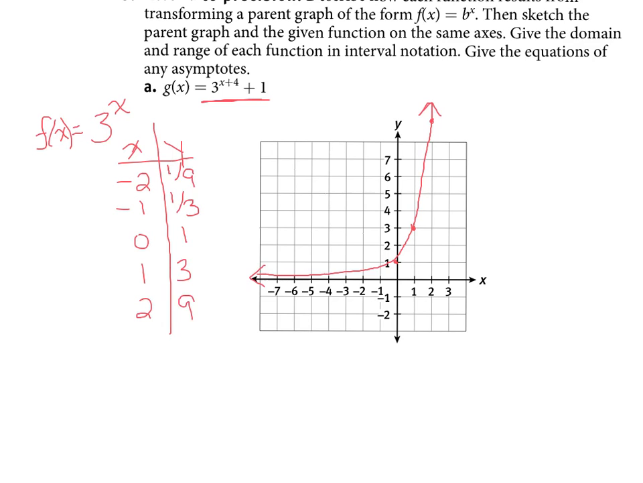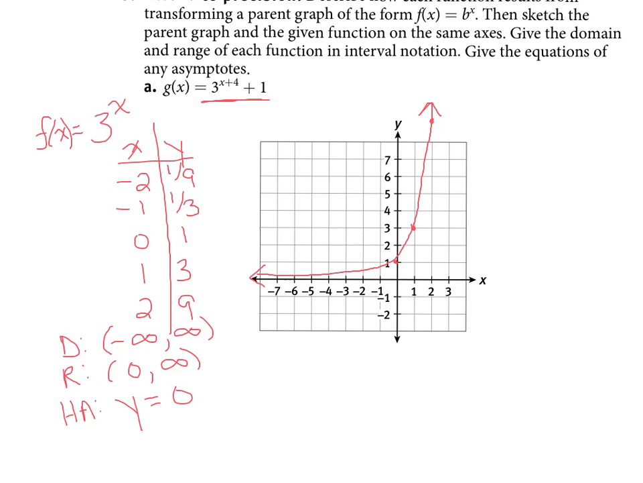So let's review domain, range, and where our horizontal asymptote is. The domain for any exponential function is all real numbers, or -infinity to infinity. The range is going from 0 to infinity. Remember, it never really reaches 0 because that's where our horizontal asymptote is.